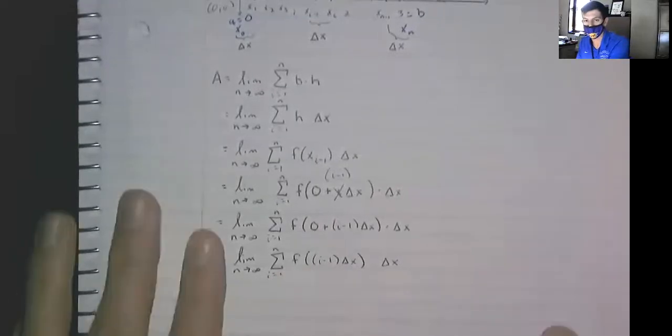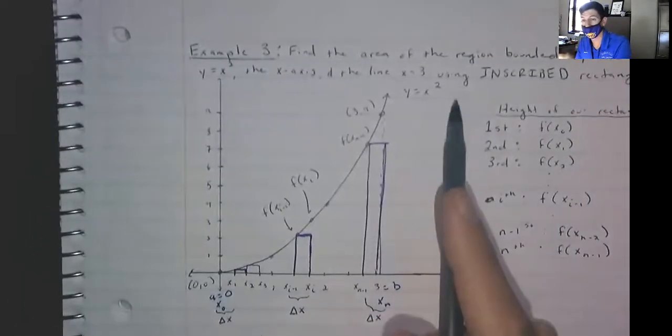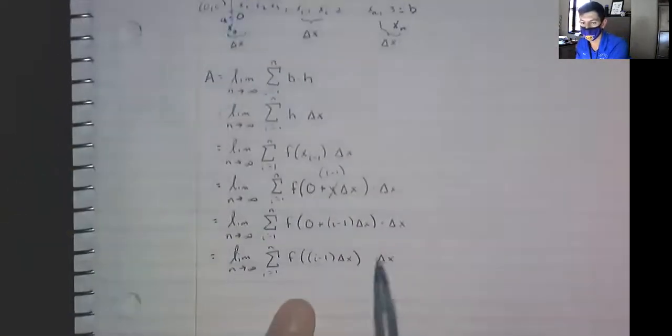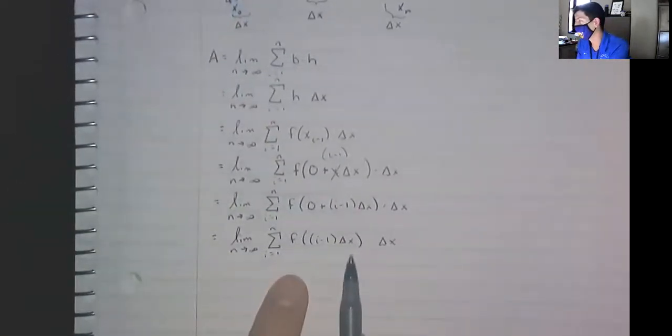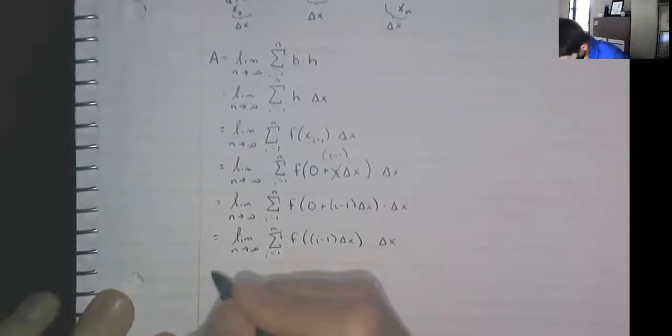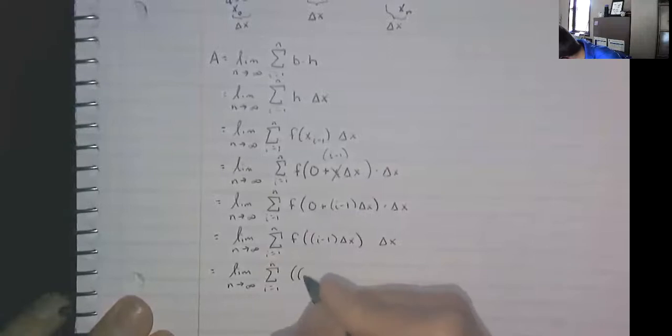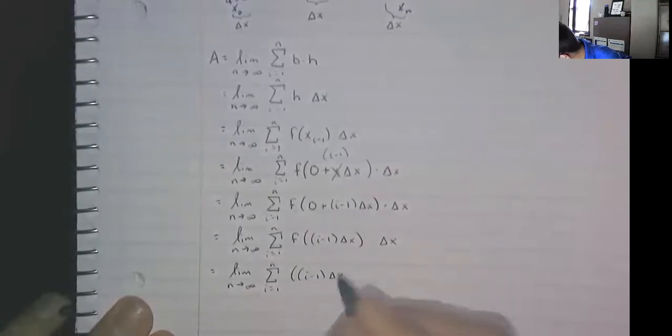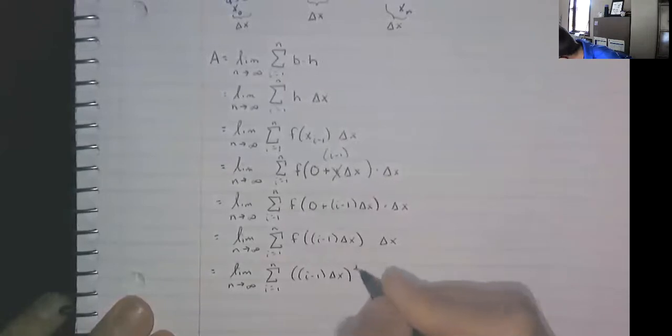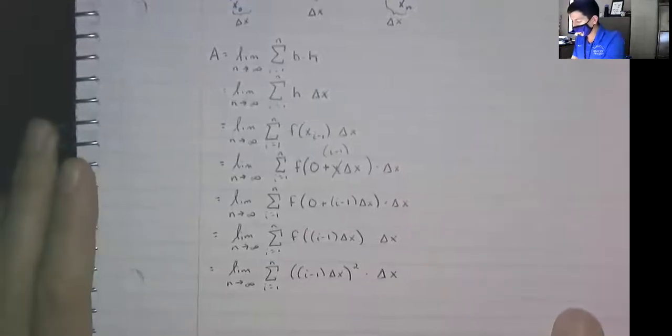Well, what's f? f is x squared. Oh, Mr. Smith, you're telling me we're going to have to square this? Yeah. Okay. So we're almost getting to the point where I can send you off into the wilderness. So the limit as n approaches infinity of the sum from 1 to n of i minus 1 times delta x, whole thing squared, times delta x. Where do we want to stop?